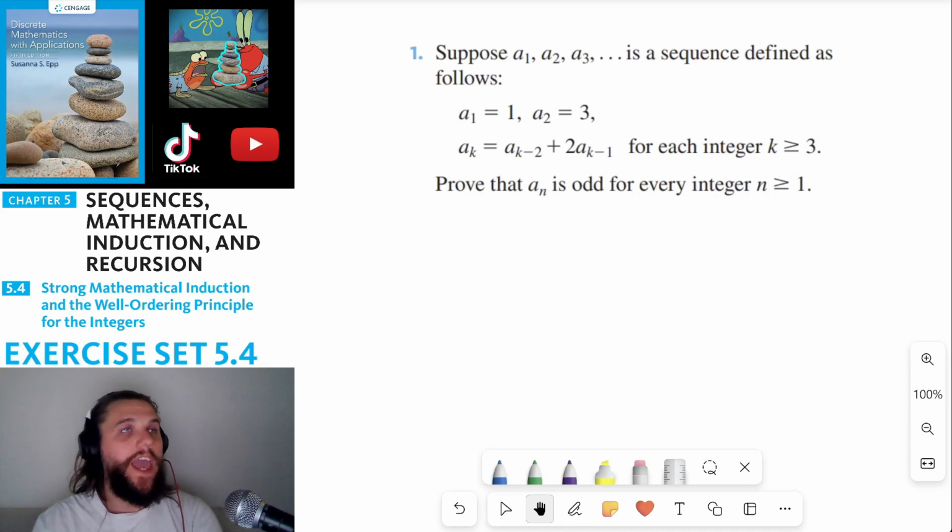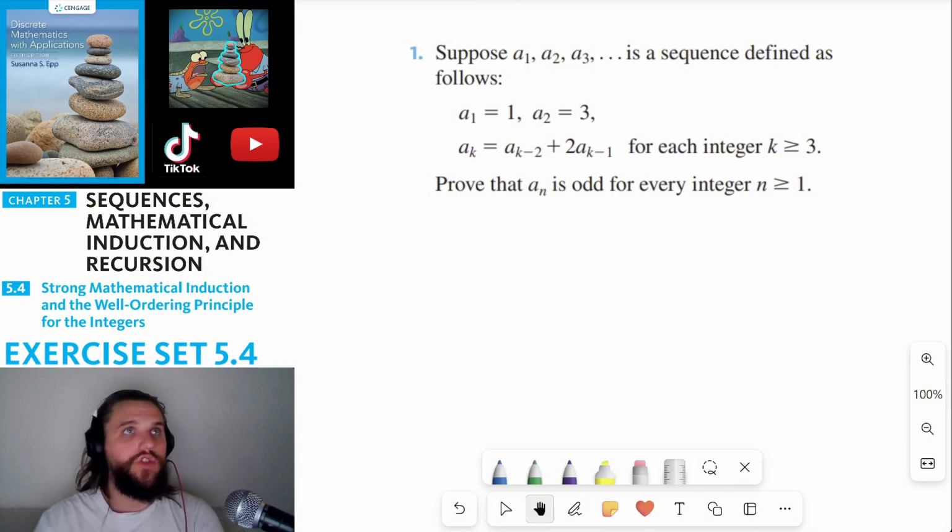Suppose a sub 1, a sub 2, a sub 3, and so on is a sequence defined as follows. A sub 1 equals 1, a sub 2 equals 3, a sub k equals a sub k minus 2 plus 2 times a sub k minus 1 for every integer k greater than or equal to 3. Prove that a sub n is odd for every integer n greater than or equal to 1.